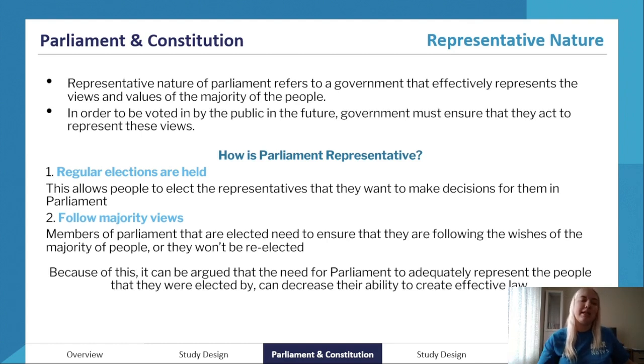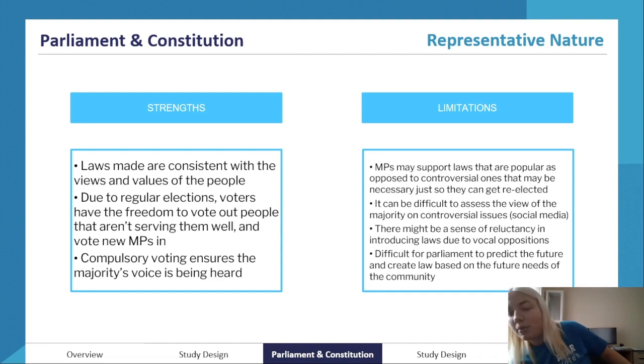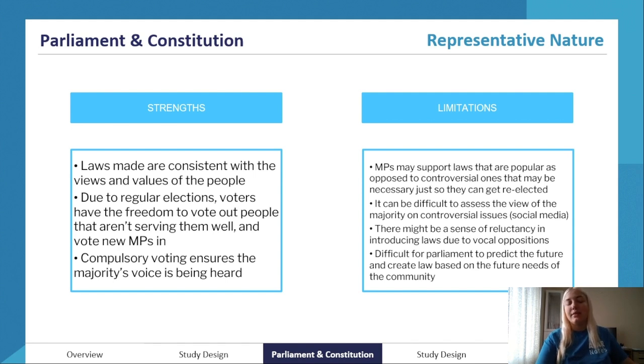So Parliament, due to that representative nature, will likely not legislate with regards to minority groups and in enhancing their rights, and will likely not legislate with regards to any controversial laws. So these are the weaknesses when it comes to the representative nature of Parliament. So you can see them listed here. There might be a sense of reluctancy in introducing laws due to vocal opposition, so controversial areas. Members of Parliament may support laws that are just popular amongst the majority, as opposed to controversial ones that may be necessary, just so that they can get re-elected. They don't want to initiate or talk about controversial laws if it means they will lose voter support, and they won't be re-elected again in the next term.